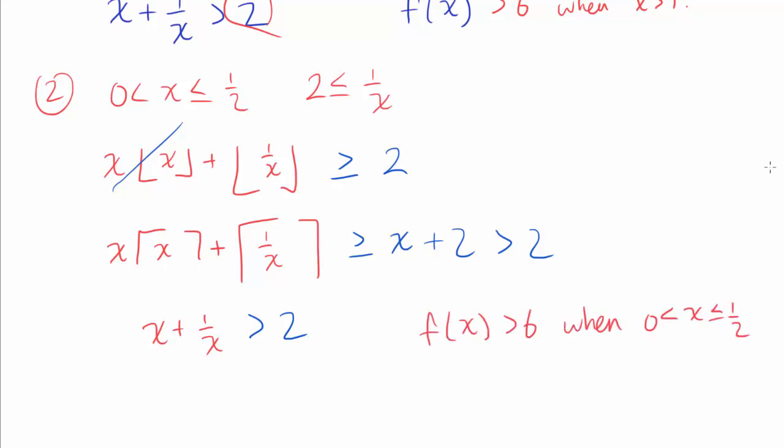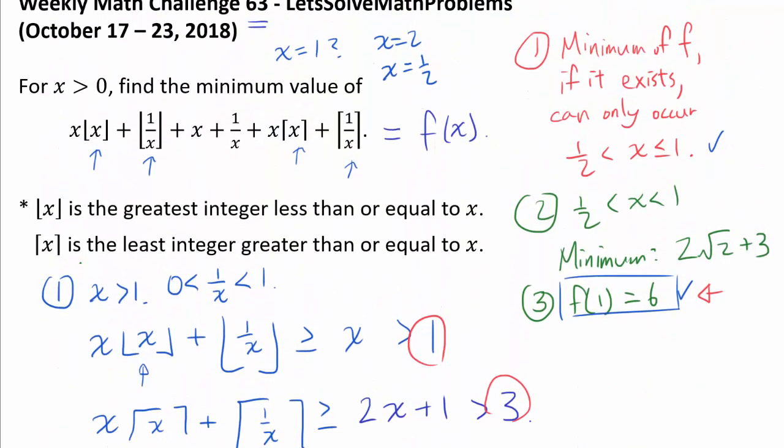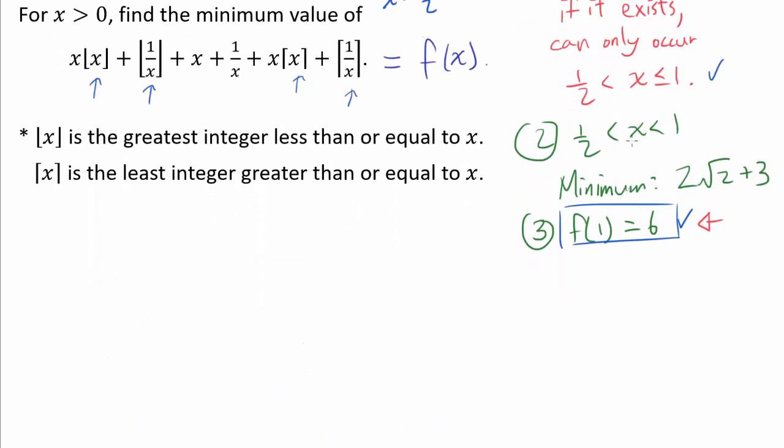as well. And combining these facts along with the fact that f of 1 is 6 tells us that the minimum of f can only occur for x values between 1/2 and 1, and it may occur at 1. So now let's go on to step number 2, when x is between 1/2 and 1 exclusive. In this case, 1 over x is greater than 1 but less than 2.